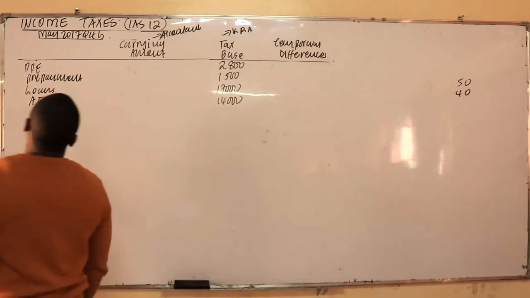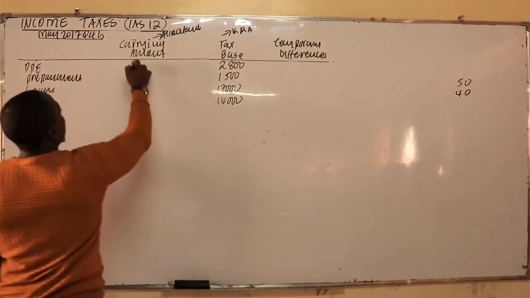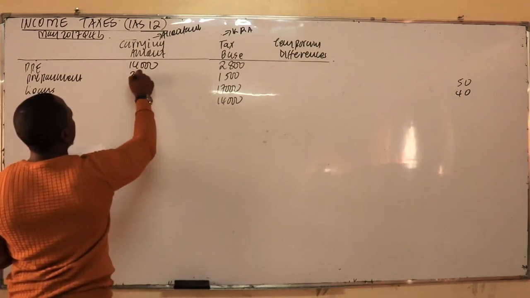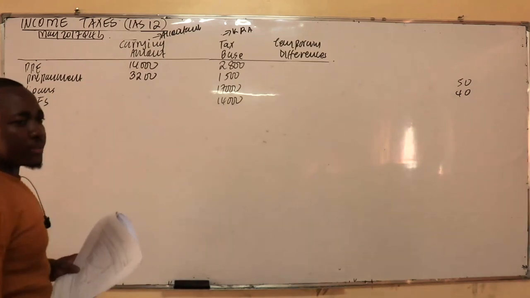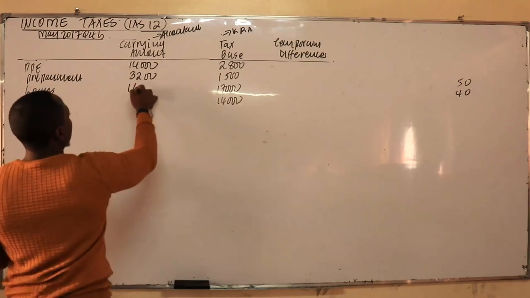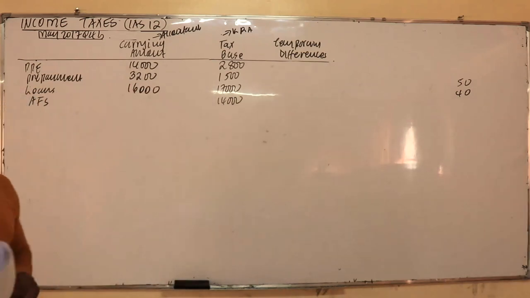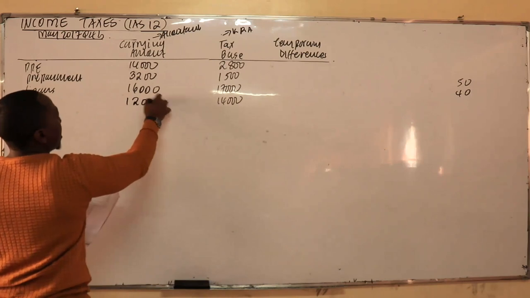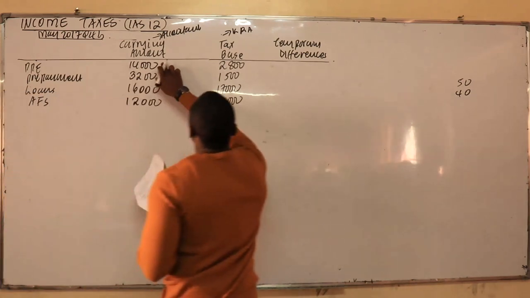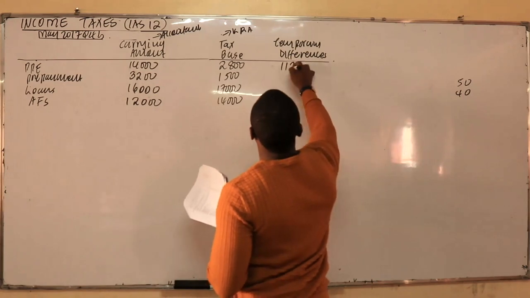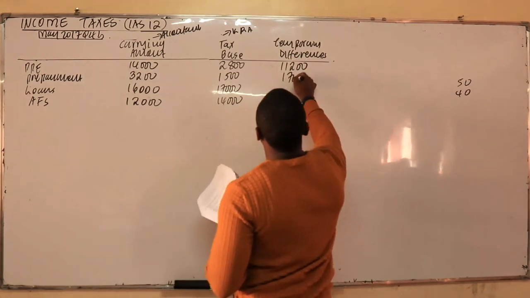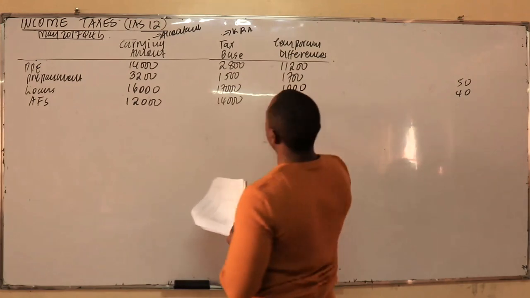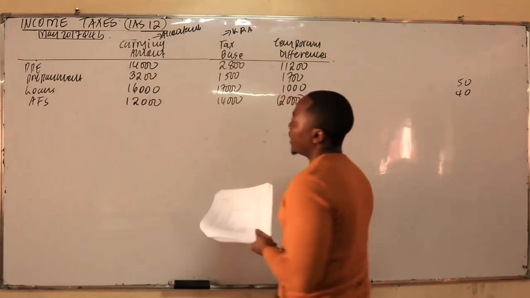Let's go to the balance sheet. How much for PPE? The amount of 14,000. Prepayments, part of current assets, that's 200. Interest bearing loans, it's part of non-current liability, 16,000. Available for sale, that's part of non-current asset, an amount of 12,000. Now let's get the temporary differences. 14 minus 28, you get an amount of 11,200? Then you get an amount of 17. 16, you get an amount of 1,000. And here you get an amount of 2,000, which is negative. Is it okay?